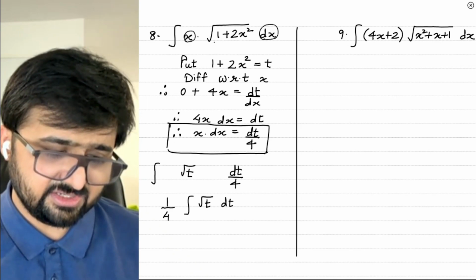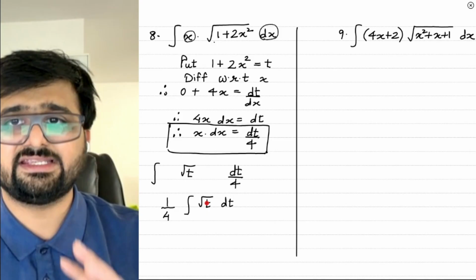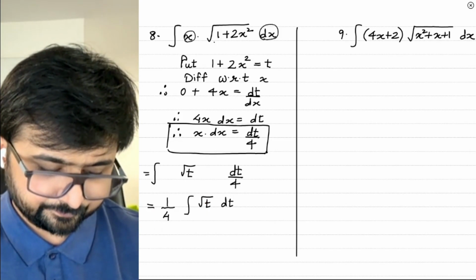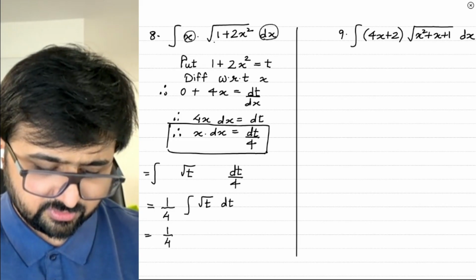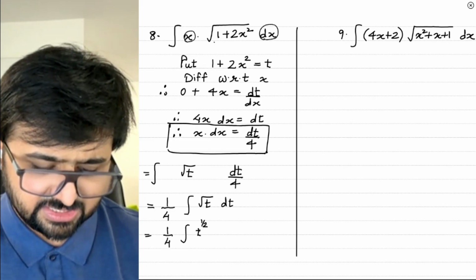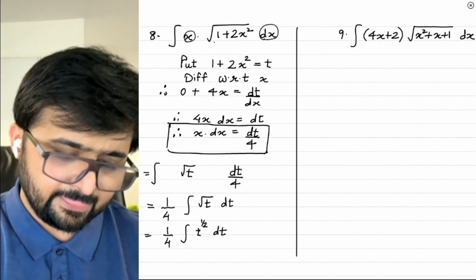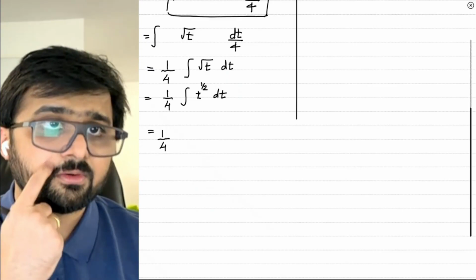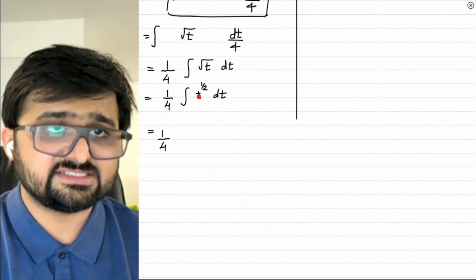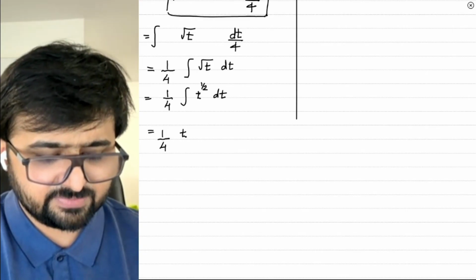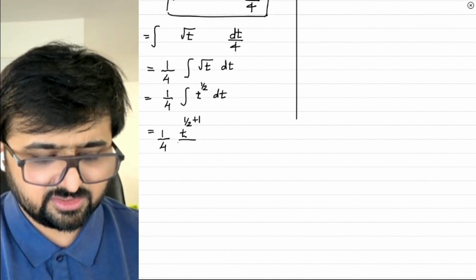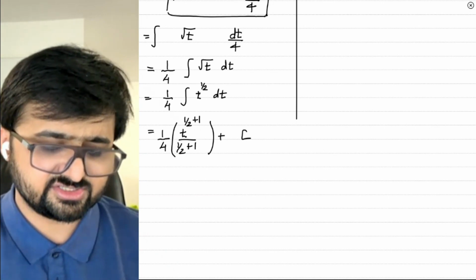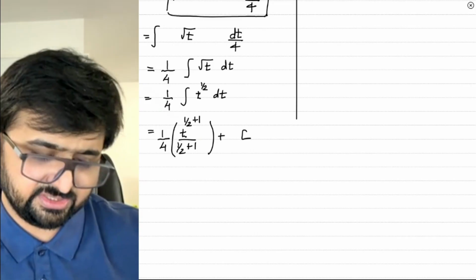Remember that root t is nothing but t to the power 1 by 2. So that will become 1 by 4 integral of t to the power half dt. Now, in order to integrate this, it's very simple, just like x to the power n. It is t to the power half plus 1 divided by half plus 1, plus the constant of integration c. Don't add the arbitrary constant until you're done integrating.